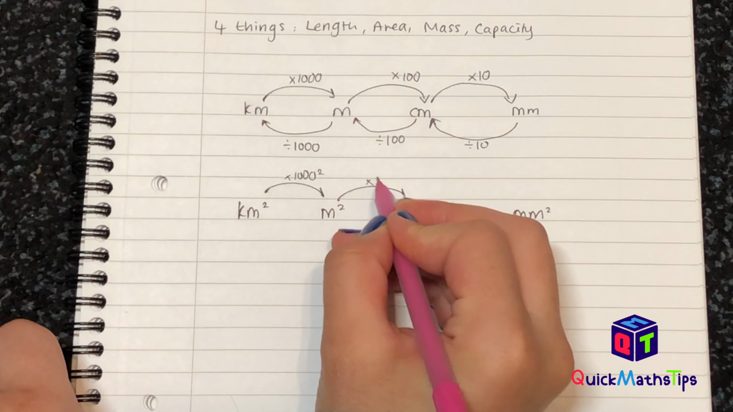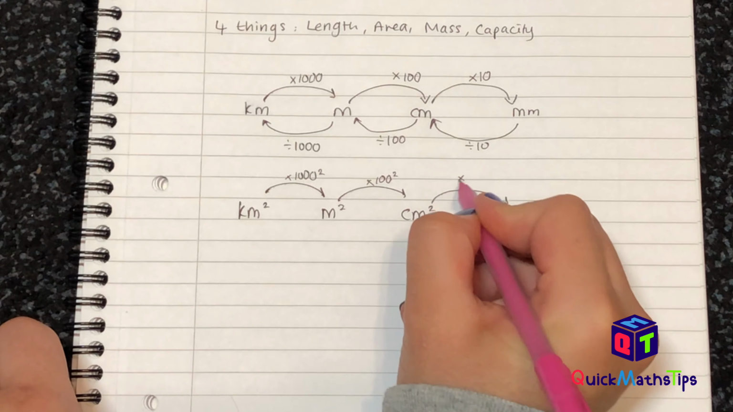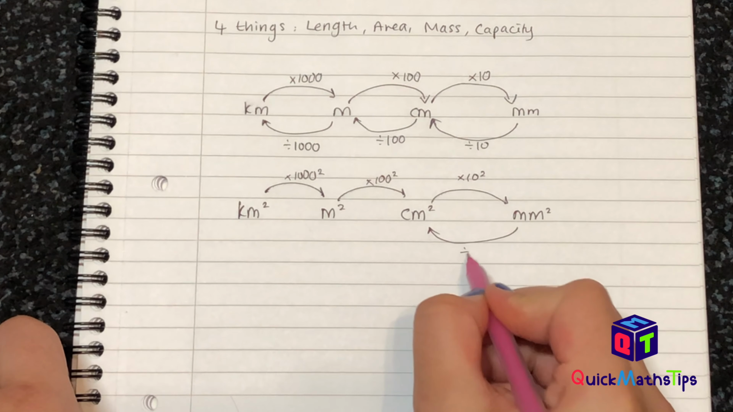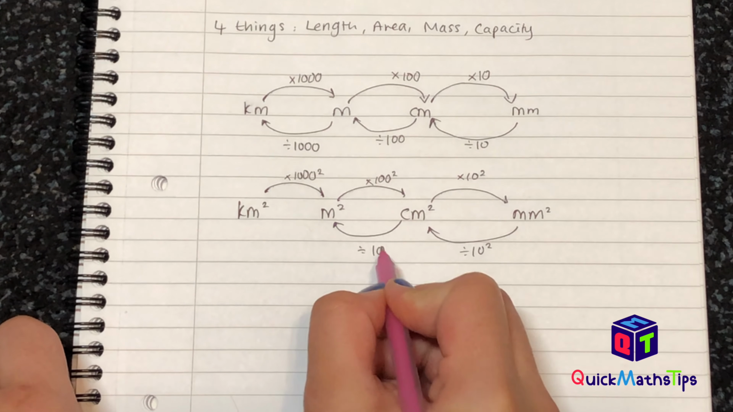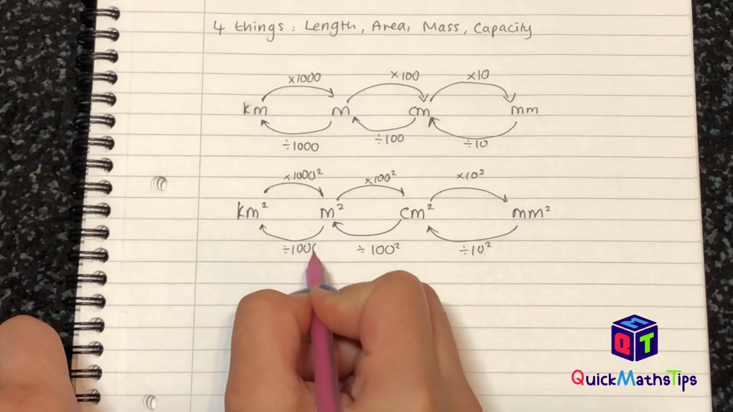Meters squared to centimeters squared will be multiplied by 100 squared. Centimeters squared to millimeters squared, you times it by 10 squared. To get from millimeters squared to centimeters squared, you divide by 10 squared. Centimeters squared to meters squared, divided by 100 squared. And from meters squared to kilometers squared, you divide by 1,000 squared.